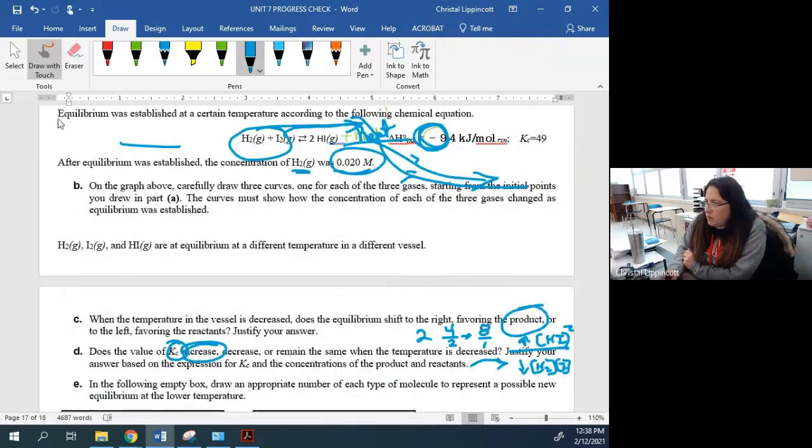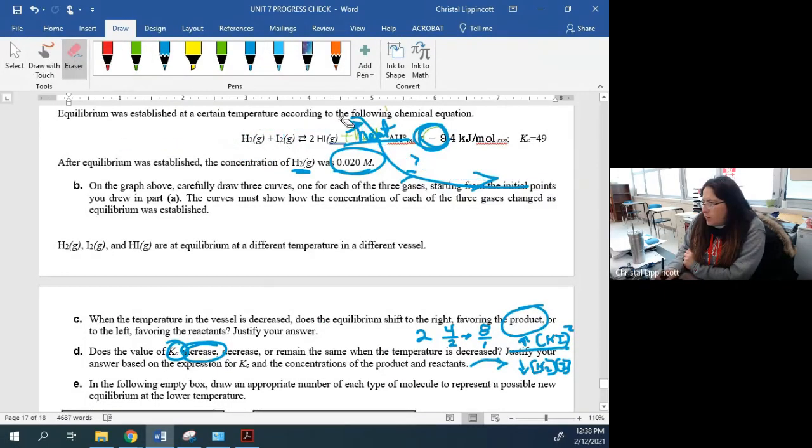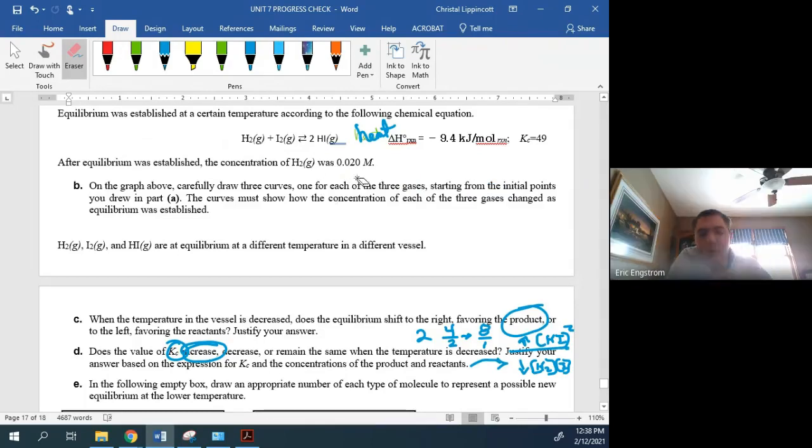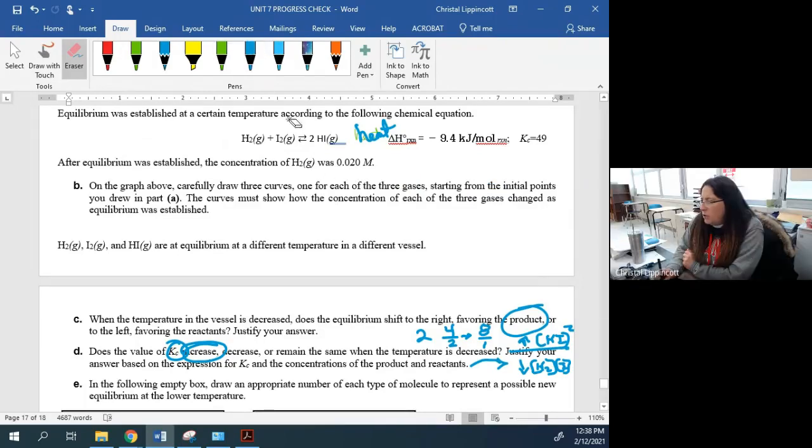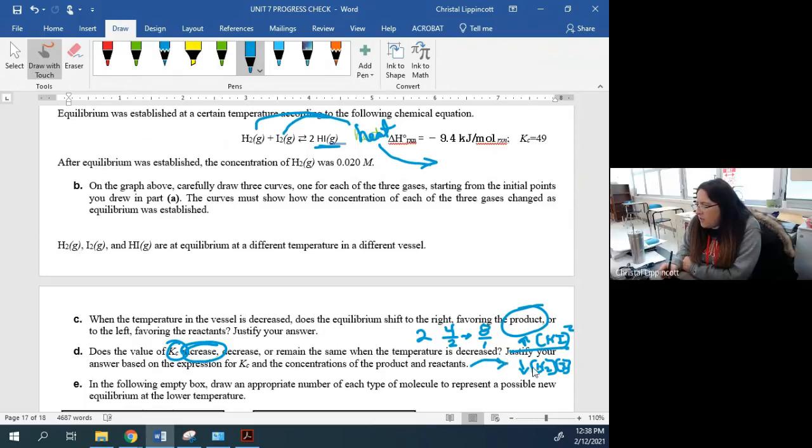So when we decreased the temperature, heat was one of our products. So we're lowering the temperature because we were shifting it to the product side. We're shifting it this way, so we're going to make more of this. That means that the top number for our K value is going to increase. And we are going to lower the amount of these two. So this value down here is going to get smaller. This value is going to get bigger.